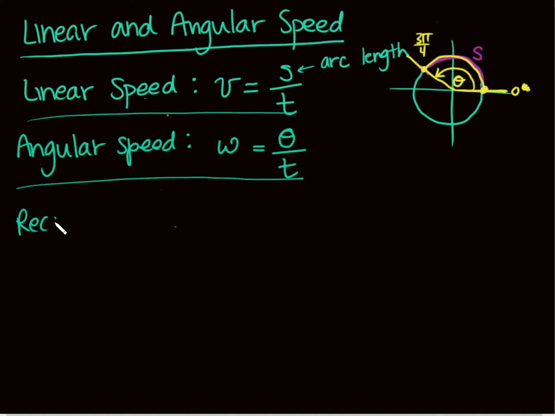So recall, because it just happened like 10 minutes ago, theta equals S over R, right? So if I solve this for S, multiply both sides by R, that means S is going to be R times theta. But look at what I know here. I know velocity is S over T.